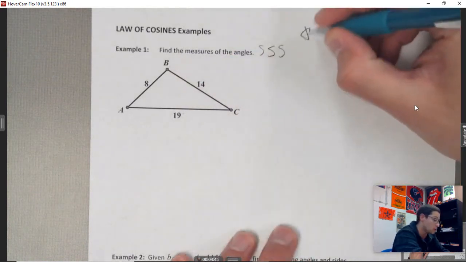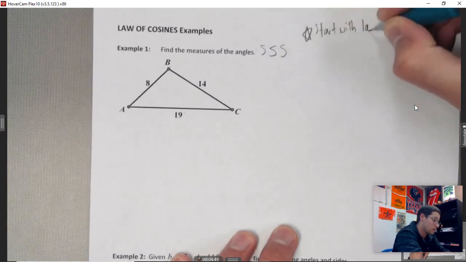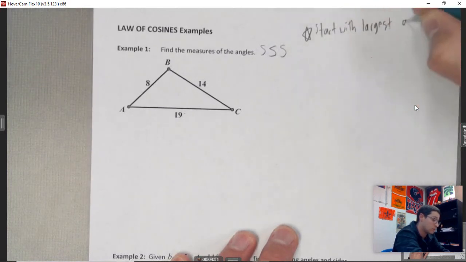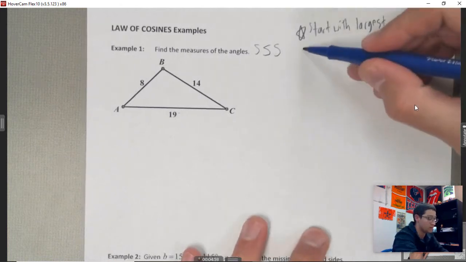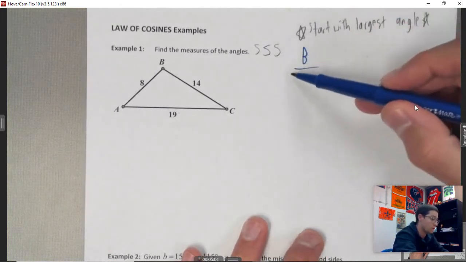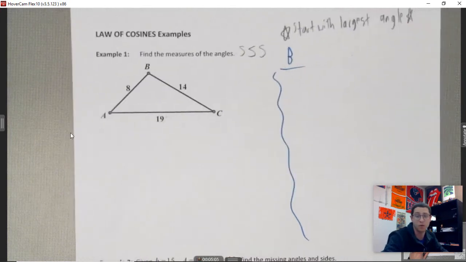So make a note, start with largest angle. Okay, and this particular one happens to be B. Okay, so let's go ahead and start with B. So I want to find B first. Here's my work for b. We'll do that right here. All right. So here we go. We're going to find b.